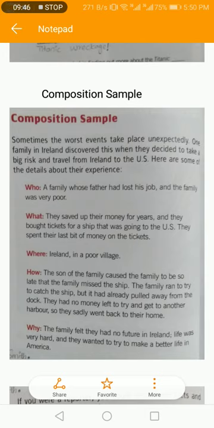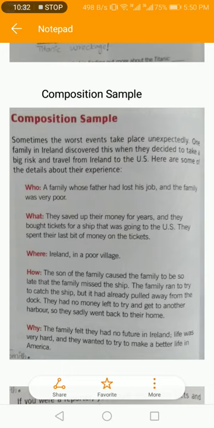How? The son of the family caused the family to be so late that the family missed the ship. The family ran to try to catch the ship, but it had already pulled away from the dock. They had no money left to try and get to another harbor, so they sadly went back to their home. Now the son of the family caused the family to be late and they missed the ship. They tried to catch the ship, but it had already pulled away from the dock, so they had no money left to get to another harbor, so they sadly went back to their home.